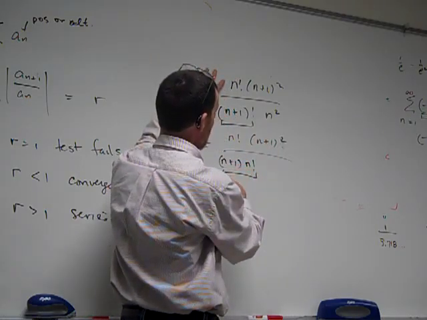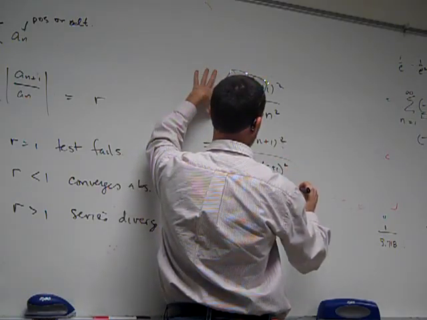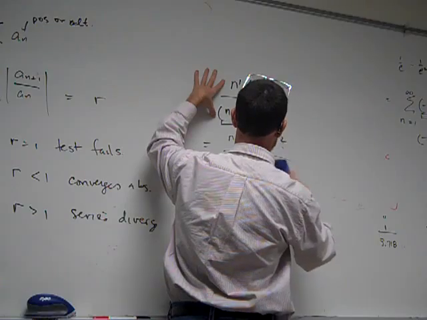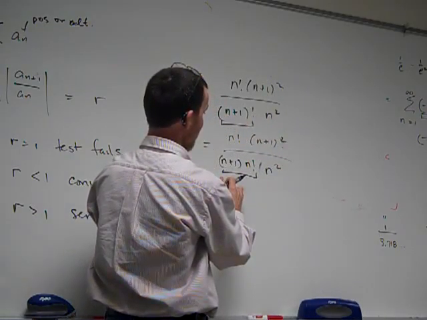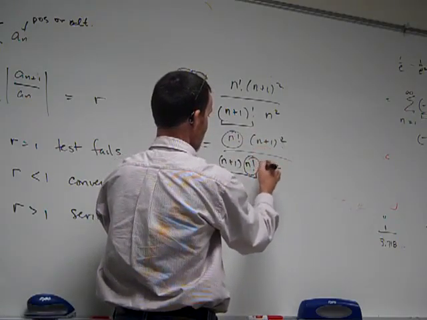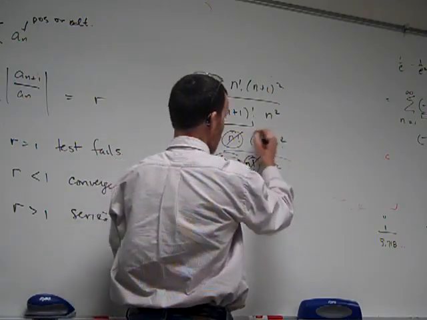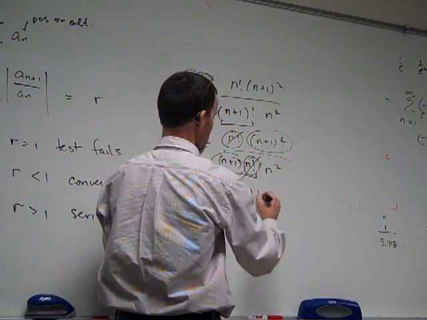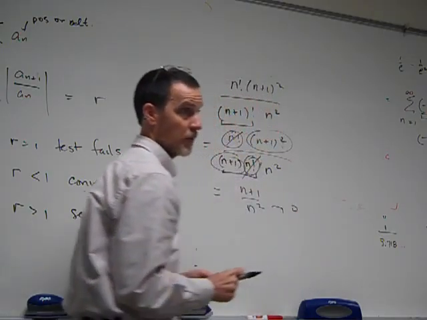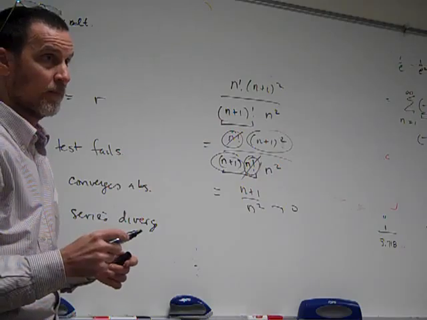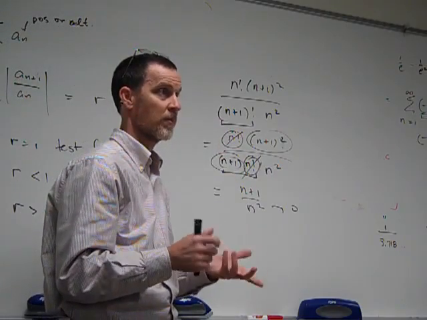So by pulling that n plus 1 out of there, he can now cancel all kinds of things. That and that can be canceled. And one of these, one of those can be canceled, so n plus 1 over n squared, which definitely goes to 0. The only clever part is working with the n factorials.